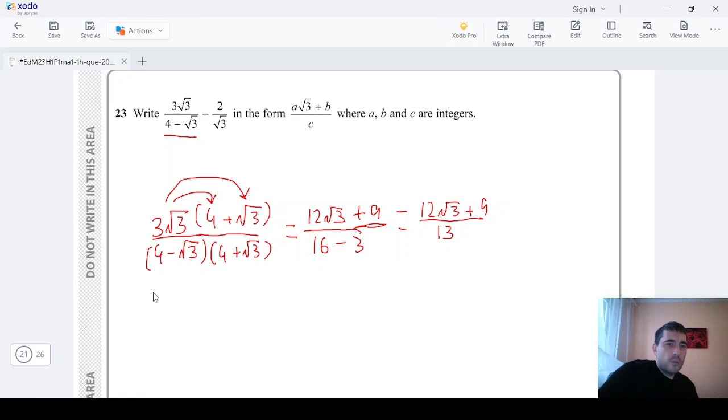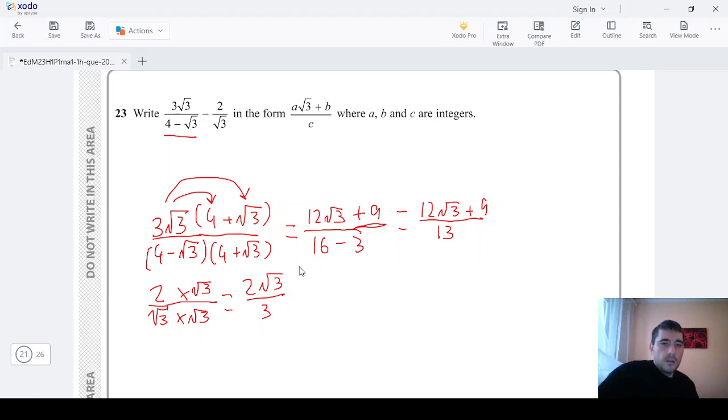Now the next fraction will be 2 root 3. All I have to do is times root 3 on both top and bottom, which will bring us to 2 roots of 3 over 3 times 3 makes 9, so square root of 9 is 3. Right, so once we've done the first step, next we need to subtract those.